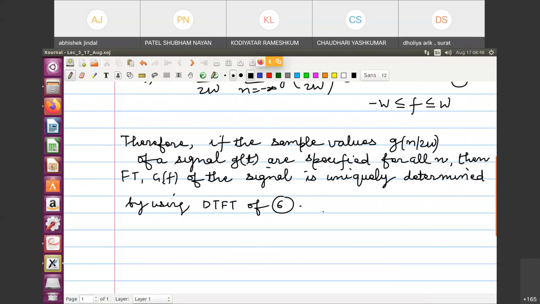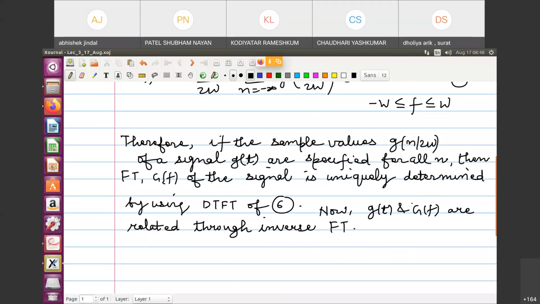Now g(t) and G(f) are related through inverse Fourier transform.